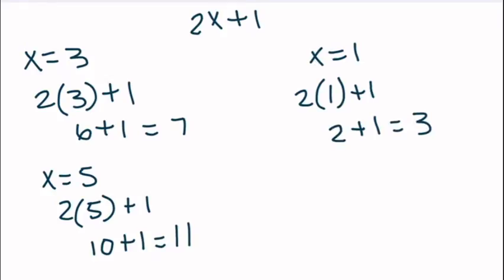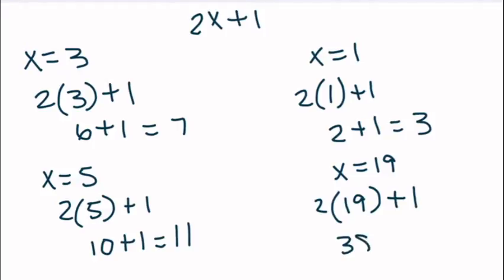And then finally we have x equals 19. So we plug in 19 for x, so it'd be 2 times 19 plus 1. And then we do 2 times 19 first. And 2 times 19 is 38. And then plus 1 is equal to 39. It's not too bad, right?